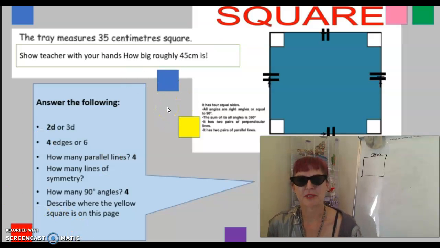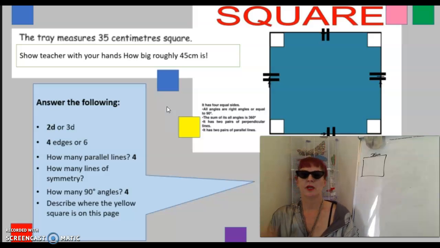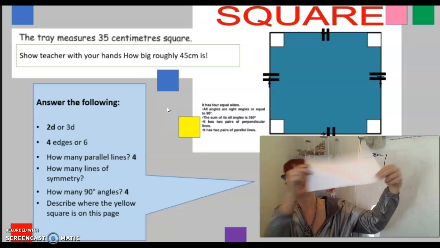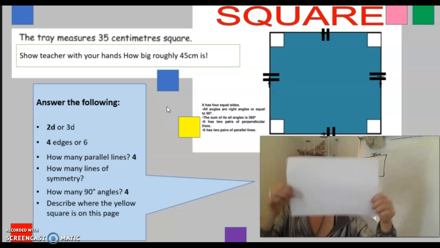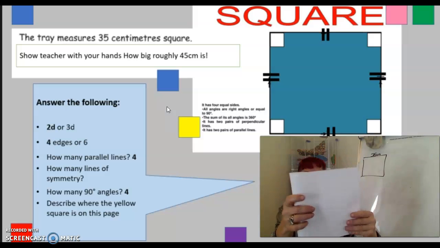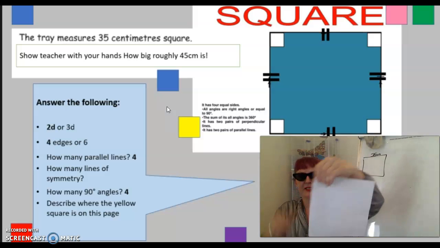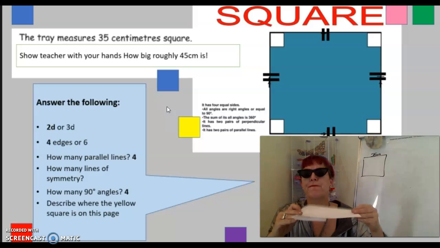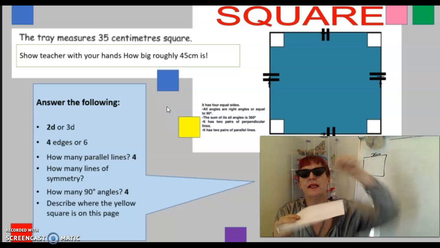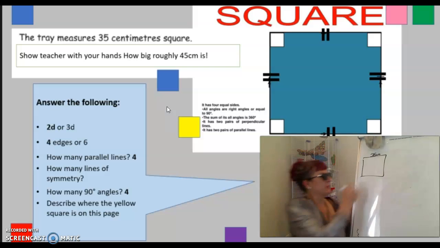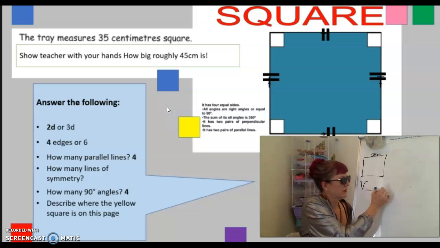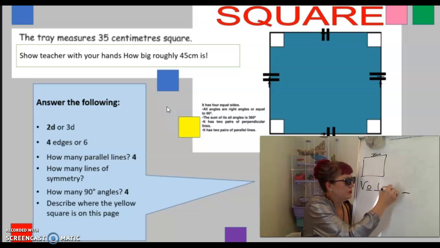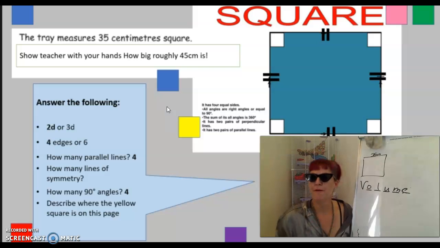Answer the following. 2D or 3D? 2D is flat, like my piece of paper. That is 2D. It's a rectangle. I guess it's got better like that. Now it's a square. A square is flat. You cannot fill it with anything. It has no volume. V-O-L-U-M-E. You cannot fill it.